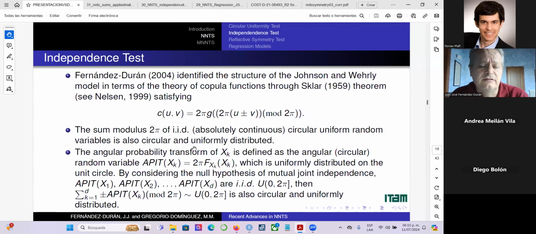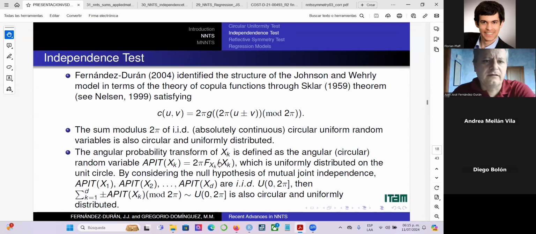Here, what we do is take the copula that defines the joint density of two random variables. Of course, if the joining function g is equal to the uniform, then you have independence among the random variables. And then we define the angular probability integral transform as 2 pi times the distribution function evaluated at the random variable. That is a uniform random variable.